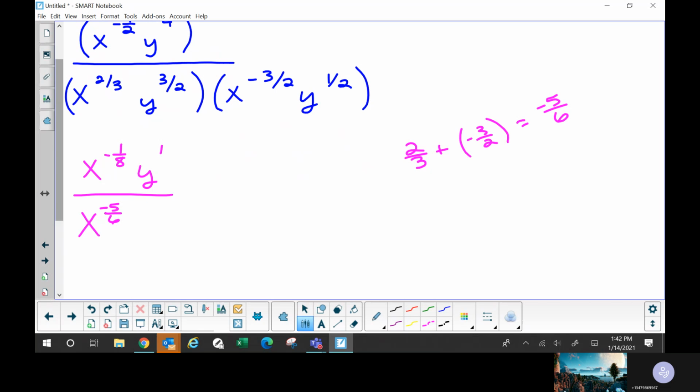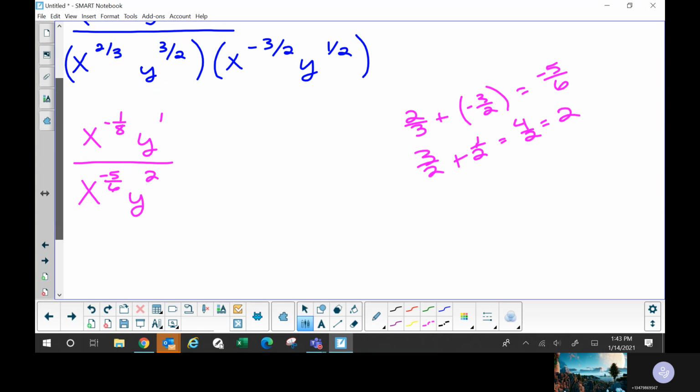With the y, you are going to multiply. So we have y to the 3/2 times y to the 1/2. You're going to add those exponents, 3/2 plus 1/2. What do you get? You get 4/2, which is just 2. When you get to this part, we have x to the -1/8 y over x to the -5/6 y squared.